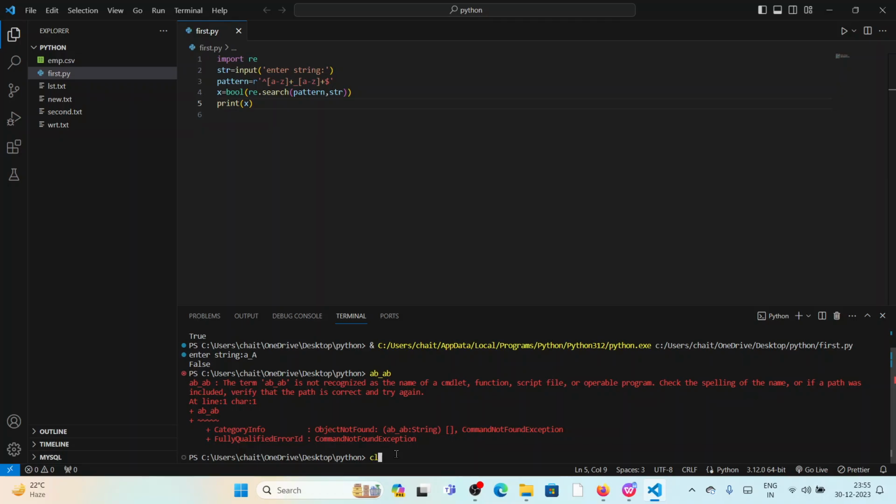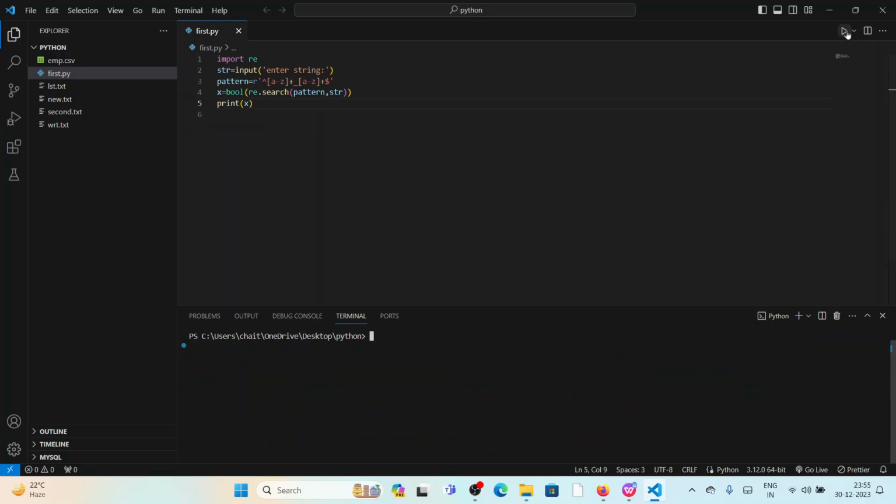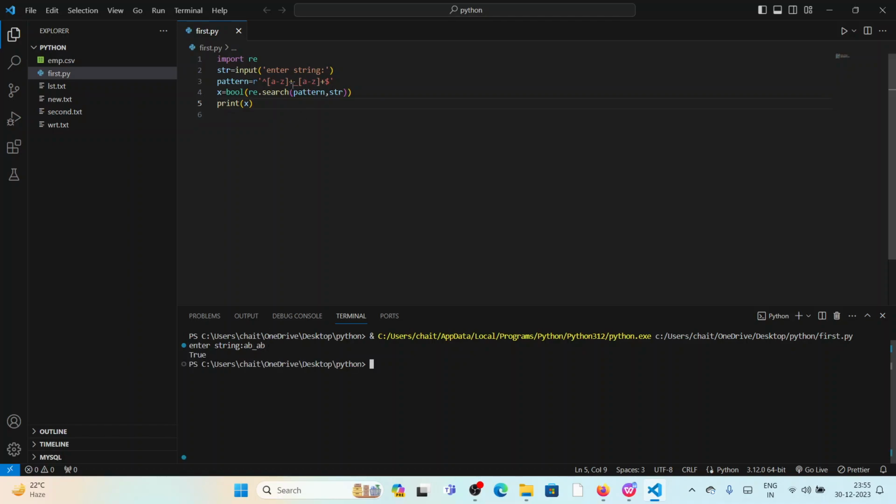I just execute again. Enter string: ab underscore ab. See, true here. Because of the plus, multiple letters are allowed, but the letters before the underscore and after the underscore should be lowercase.